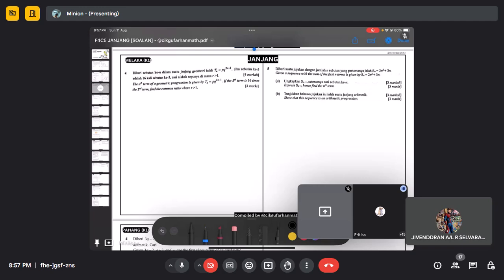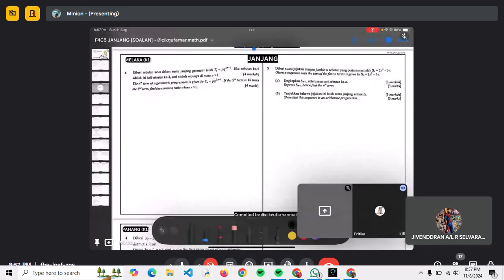The nth term of a geometric progression is given by Tn equals Pq to the power of 2n minus 1. If the fifth term is 16 times the third term, find the common ratio where r is bigger than 1. It is 4 marks. So I'll be giving you another 2 more minutes to try. Please at least try to respond in the chat.